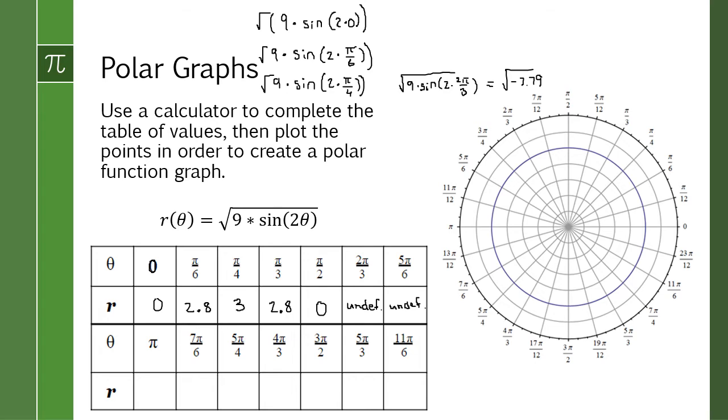But let's continue on. What happens if I plug in an angle of just 1 pi? I get 0. And again, I could keep talking through these, but I'm going to pause the video here, let you practice using the calculator to fill out the chart on your own while I fill out my chart here.